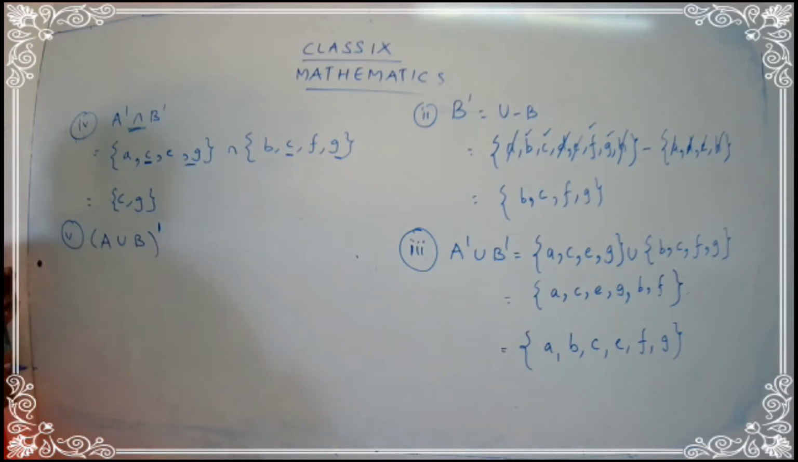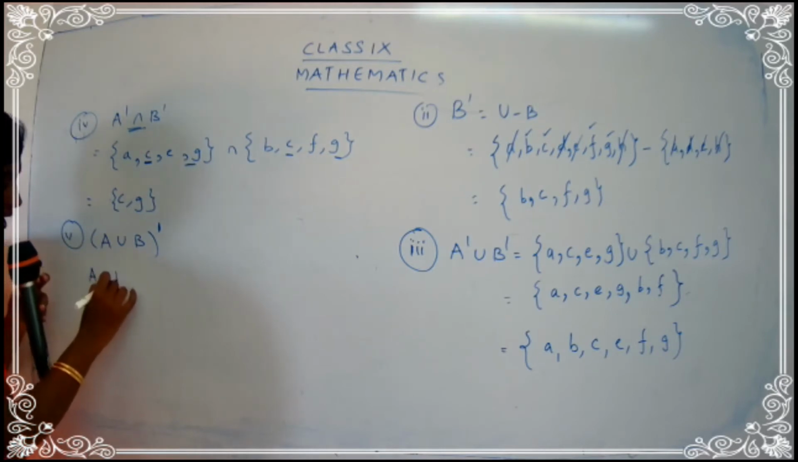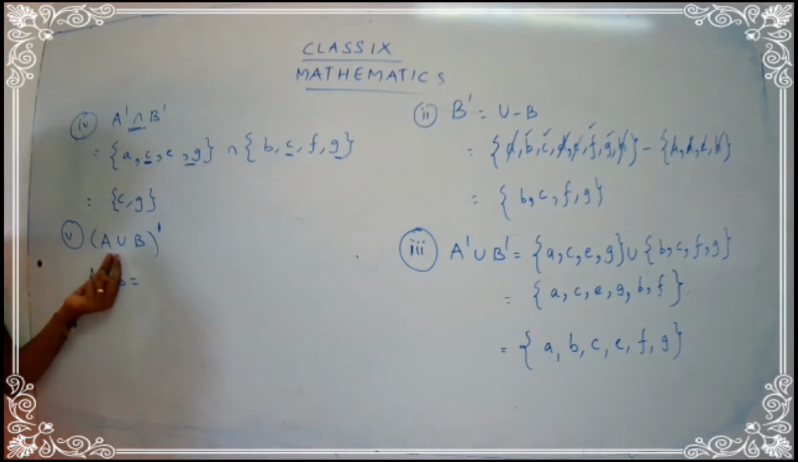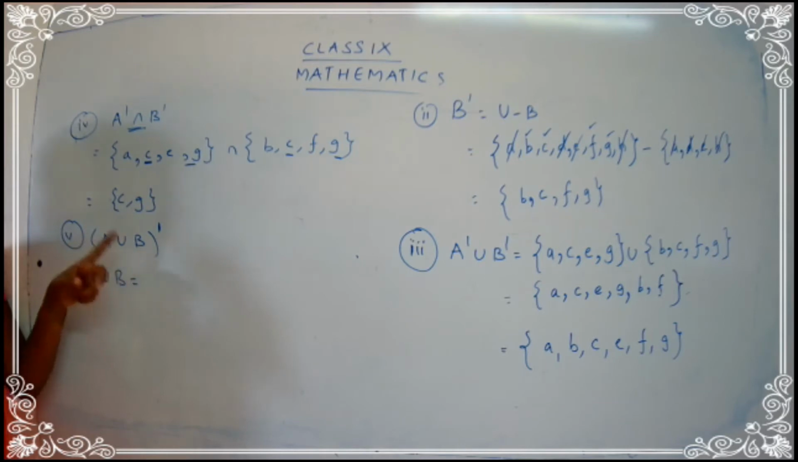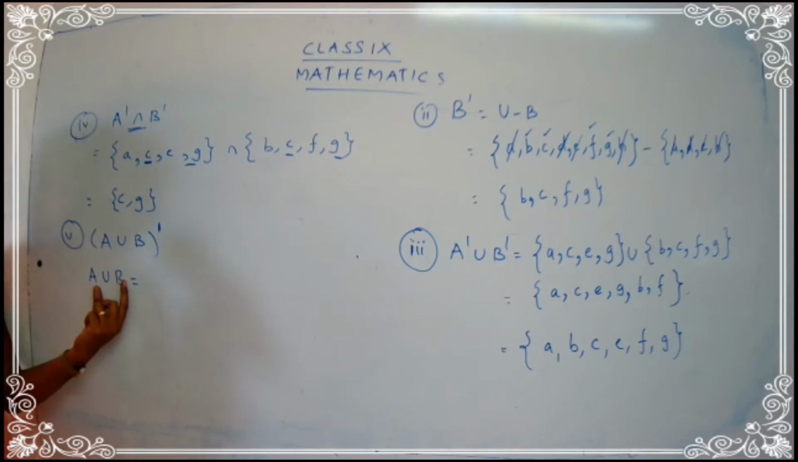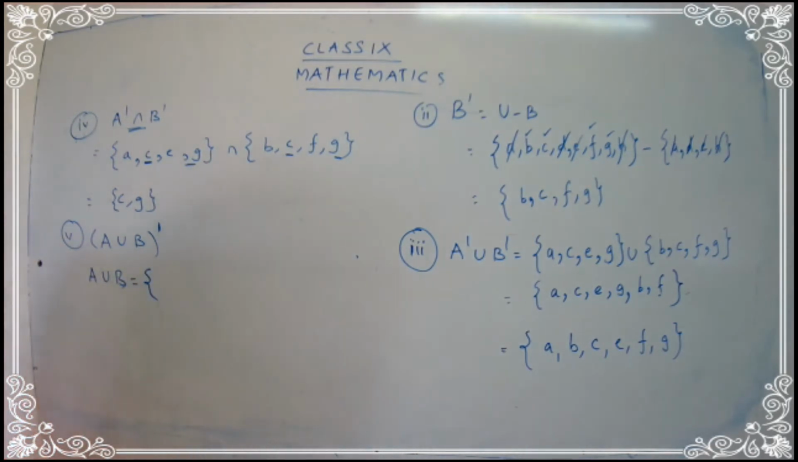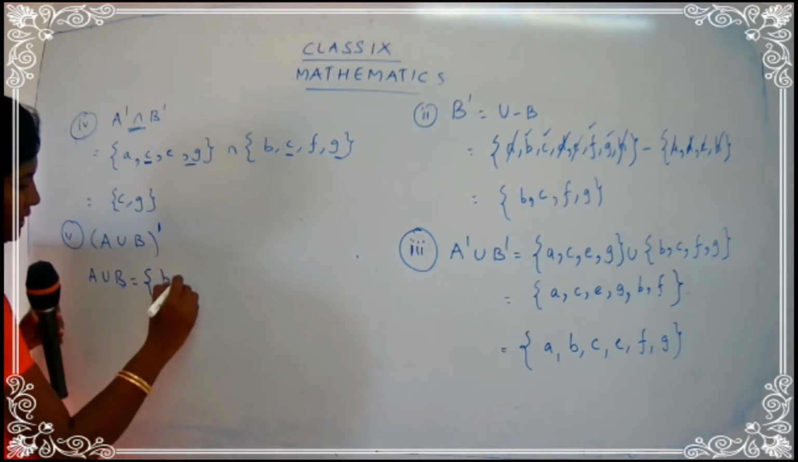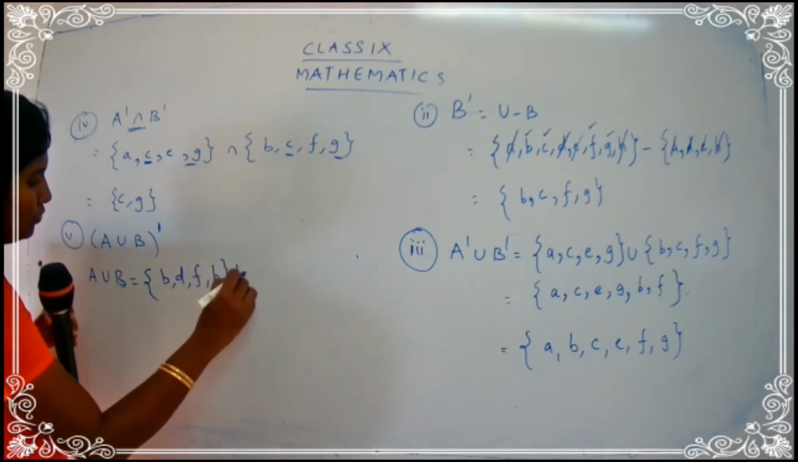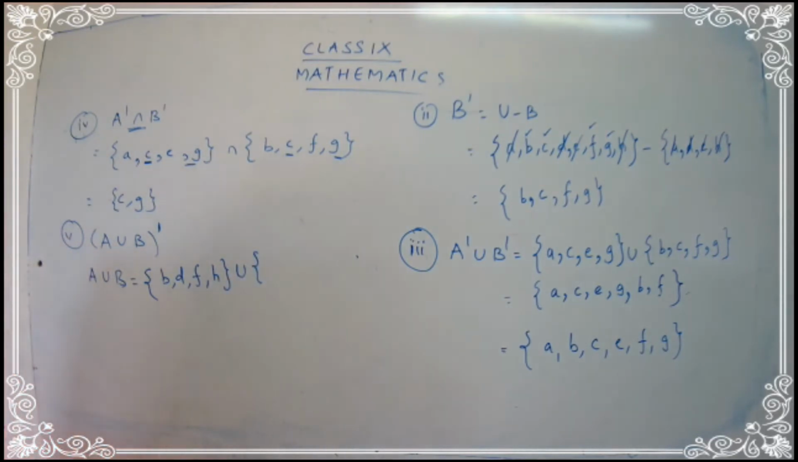So what we are going to do is, first of all, you have to find out A union B. Whenever you have A union B complement, what is this read as? A union B complement. Whenever you have A union B complement, you have two steps. The first step is to find out A union B. And the second step is to find out A union B dash. Clear, children? So let us find out A union B. What is the value for A, children? B, D, F, H. B, D, F, H union. What is B? A, D, E, H.